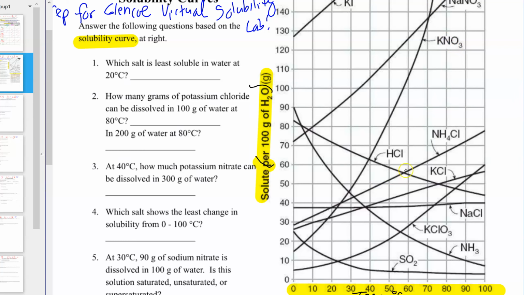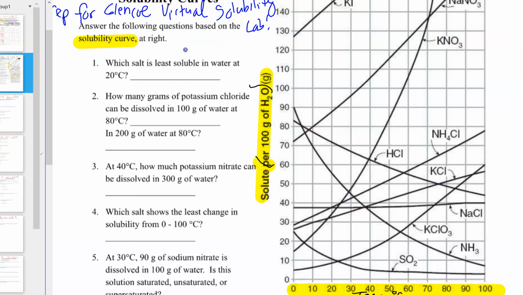Some of them increase really linearly and predictably, but some we see more of an exponential growth curve. And then there's one weird one right here. Look at what's going on with NaCl, regular table salt. What would you call the slope of that line in math class? You would say it's pretty flat, or the slope is kind of 0. So if I heat up water, table salt doesn't actually dissolve better the warmer it gets. Table salt has a pretty flat solubility curve. So we're going to use this graph, this solubility curve, to help us answer all these questions.